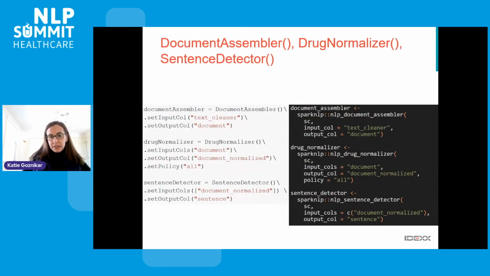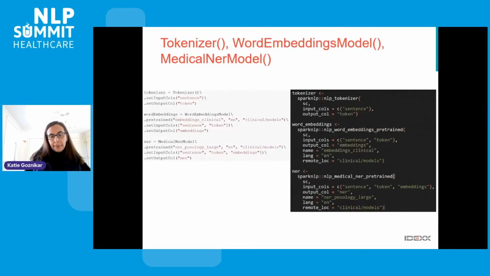This shows you the document assembler, the drug normalizer, and the sentence detector syntaxes. You can use the deep learning version of the sentence detector in R as well. This shows you the tokenizer, the word embeddings model, and the medical NER model syntaxes. It's worth pointing out that you can use the licensed models in R as long as you've paid for a John Snow license.